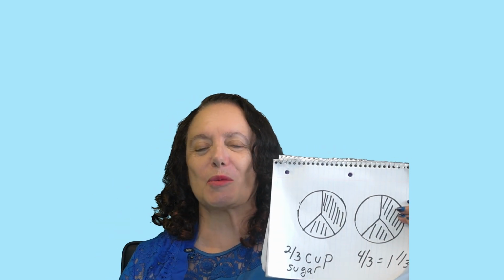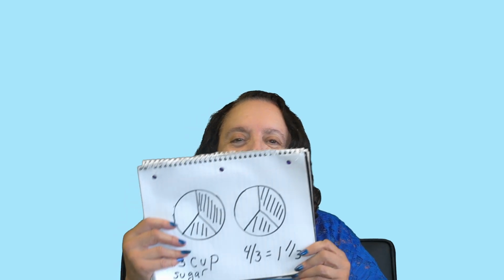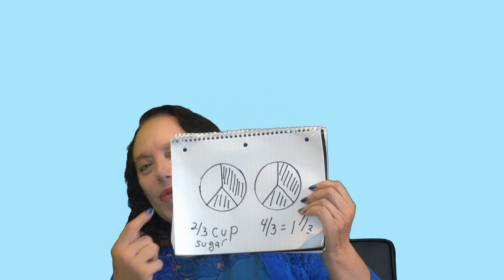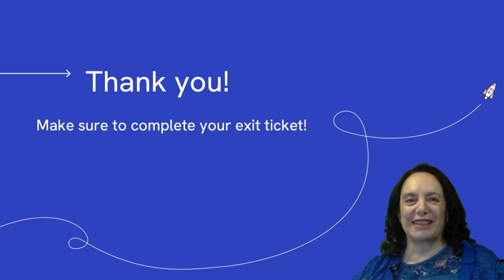Now, what happens when we double it? When we double it, we have 1, 2, 3, 4, 4/3. That's correct, which is 1 1/3. Let's practice that again, and I would have them draw the circles by themselves and see that doubling it makes it 4/3.